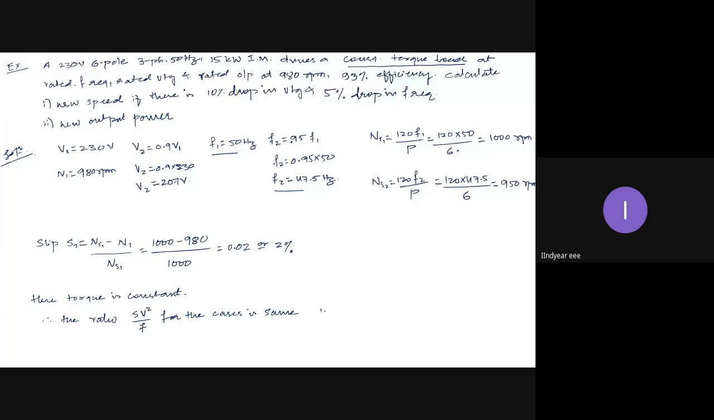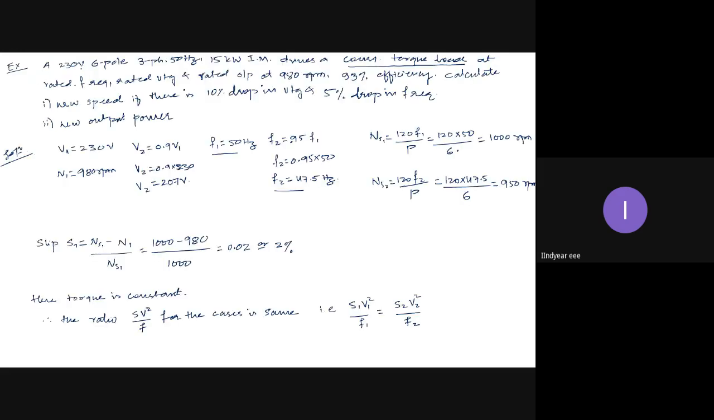That is, S1 V1 square by F1 is equal to S2 V2 square by F2. Here I know V1, F1, V2, F2, and also S1. The only unknown is S2. Once I get the slip, and since I know the synchronous speed in the second case, I can find out the speed in the second case.